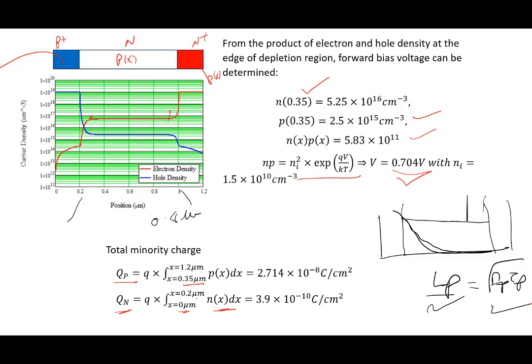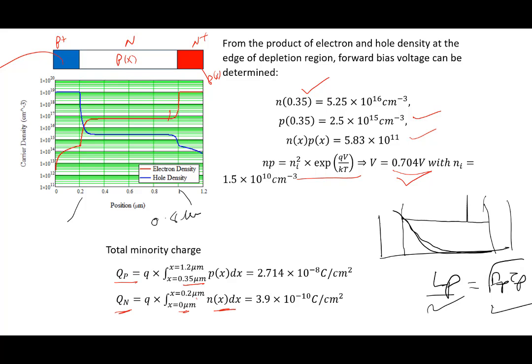Minority charge values in the N region and N plus region vary, right? So how do we take the integration, since p(x) is not constant? Yeah, that's why I integrated. Because p is given, right? How do we know how it's varying from the N region to the N plus region? It's given, right? The data is given here.